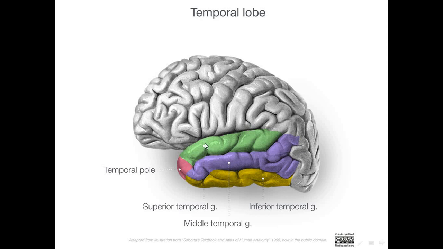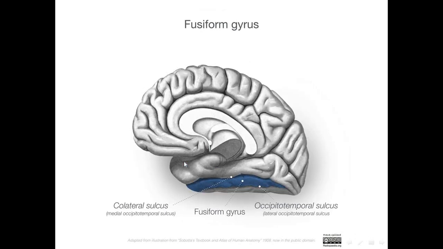So the gyri of the temporal lobe include a superior, middle, and inferior. The most anterior part is the temporal pole. On the medial inferior surface is the fusiform gyrus, which lies between the collateral sulcus and the occipito-temporal sulcus. This one highlighted in blue here is the fusiform gyrus.